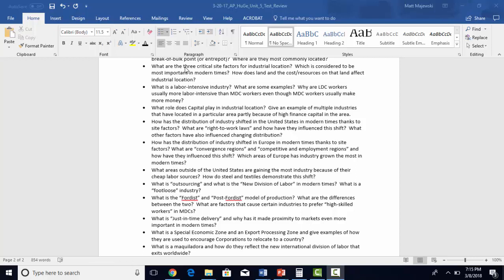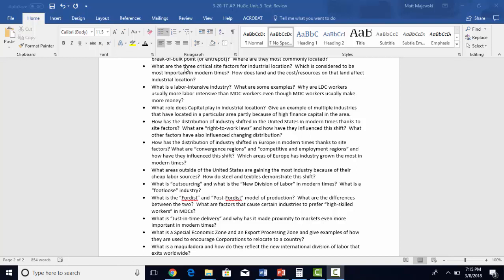Labor-intensive industries are usually the first ones to move overseas, right? They're the first ones to take advantage of the new International Division of Labor because they can cut their costs the most since labor costs make up a majority of it. So they're the ones that are usually the first to leave or the most likely to leave.